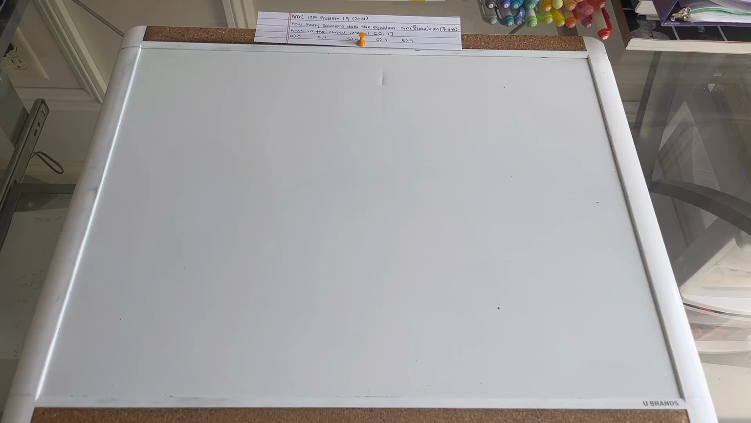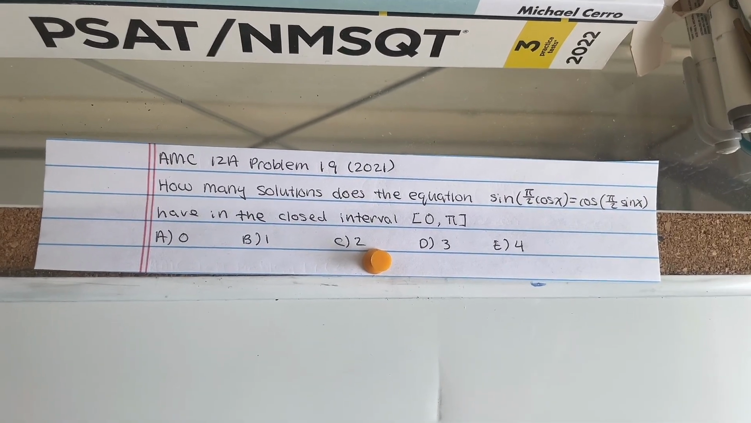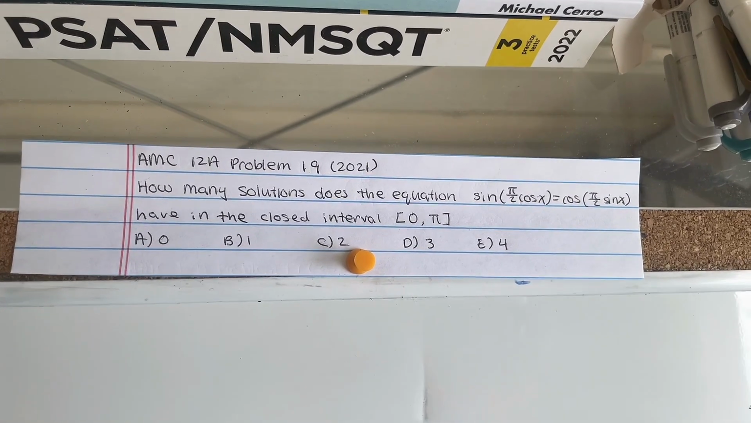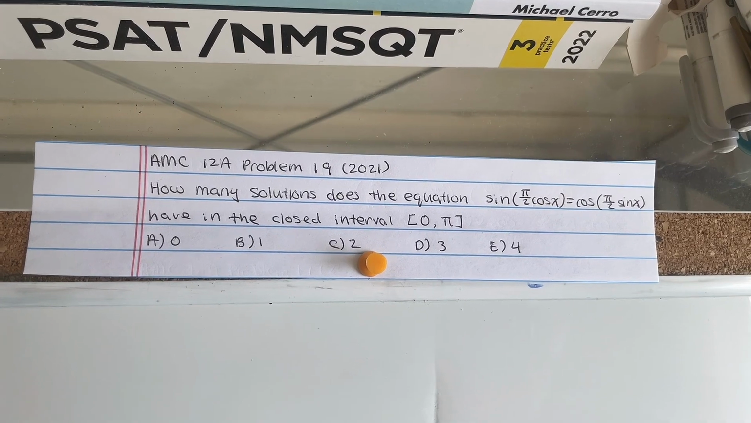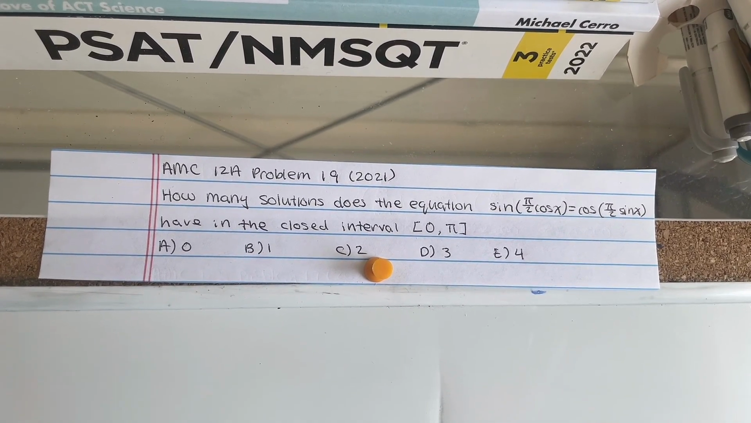This is AMC 12A Problem 19 of the year 2021. How many solutions does the equation sine of pi over 2 cosine x equals cosine of pi over 2 sine x have in the closed interval 0 to pi? And the answers are 0, 1, 2, 3, and 4.